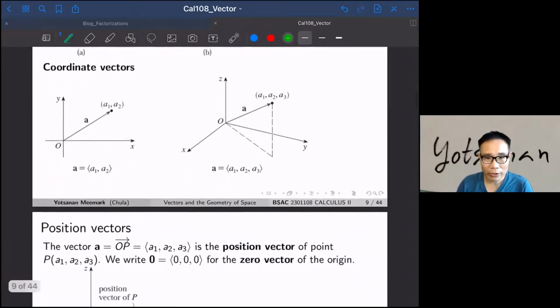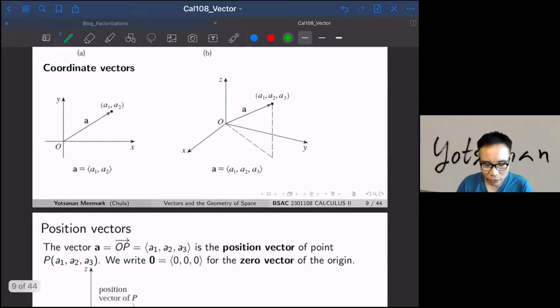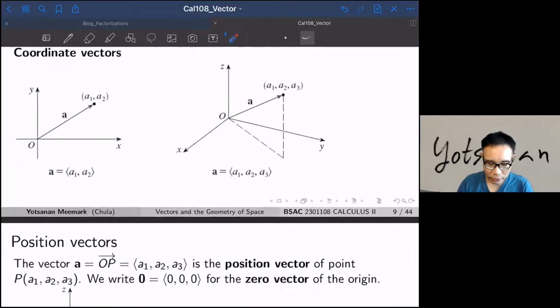Another important thing is the coordinate vector. The coordinate vector is a vector in the rectangular system, either two-dimensional, with x and y, or three-dimensional, with x, y, and z. It is the vector whose initial point is at the origin, and whose terminal point is at the given point (a1, a2) or (a1, a2, a3). This is your terminal point, and the initial point is the origin.